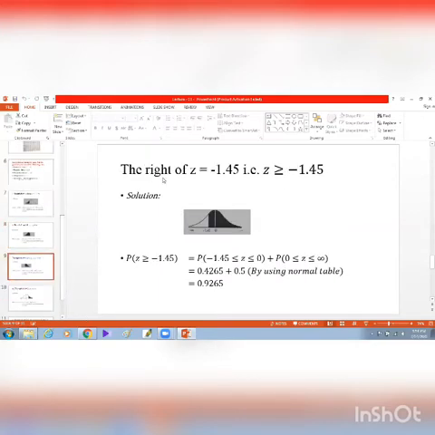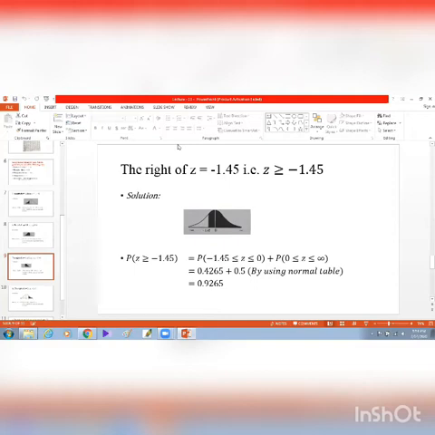Then the third one is the right of z equal to minus 1.45. That means the value must be to the right of minus 1.45, that is z to the right of minus 1.45, and symbolically it is probability of z greater or equal to minus 1.45. Now from this normal curve, we can express that this is probability of minus 1.45 to 0 plus 0 to infinity.